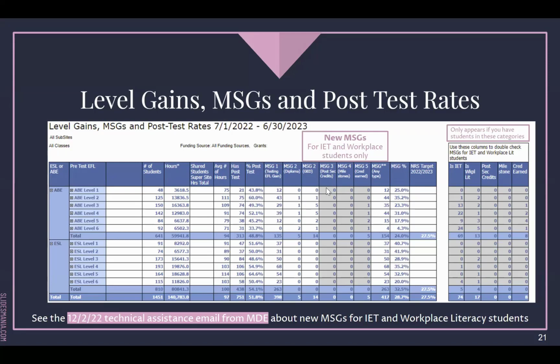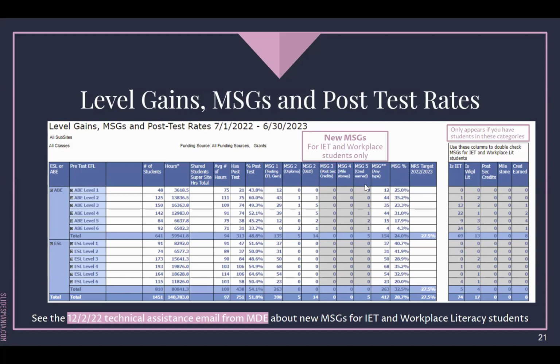And like I said, in the technical assistance, there's more details about what qualifies. The MSG 4 is milestones for students who are in IET or workplace. And again, the technical assistance has more detail about that, and they have to be milestones developed with the workplace. And then finally, MSG 5 is for credentials earned.